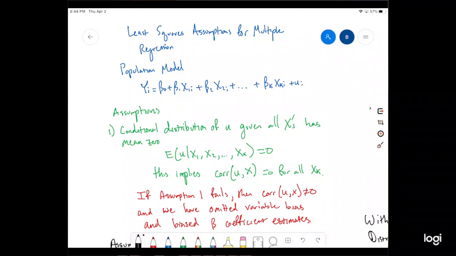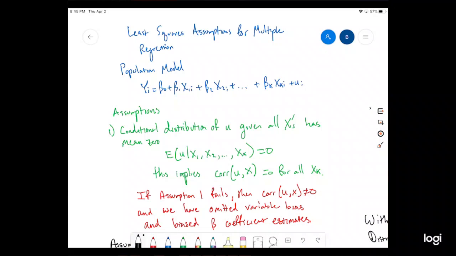Hey everyone, I want to finish up lecture note 6. This is going to be a fairly quick lecture. This is the least squares assumptions for multiple regression. This is the end of lecture note 6 on page 10.